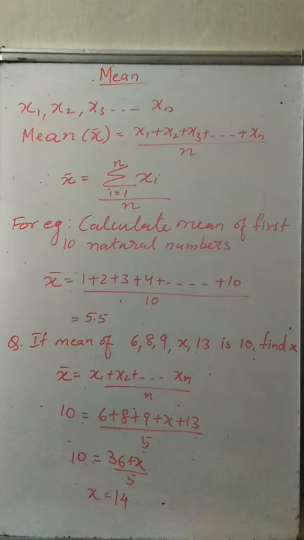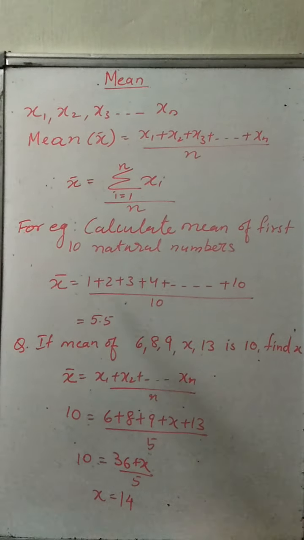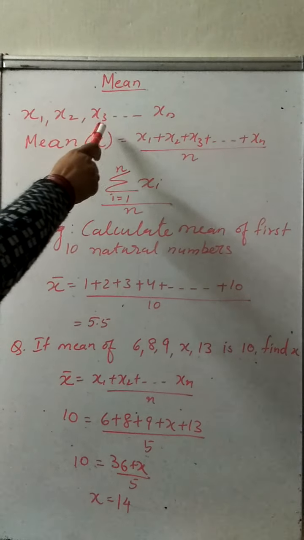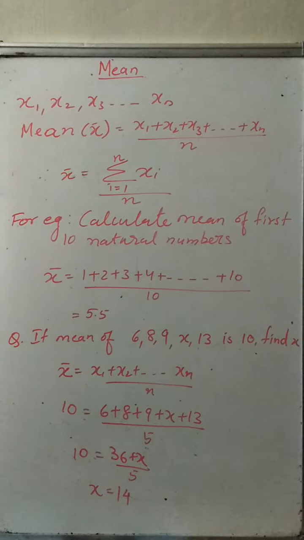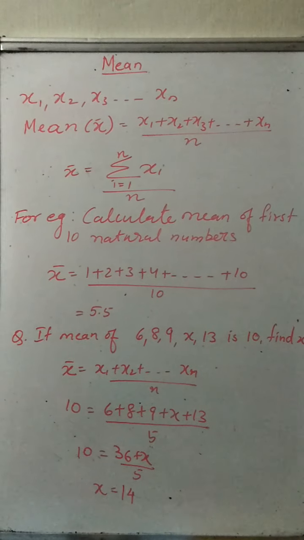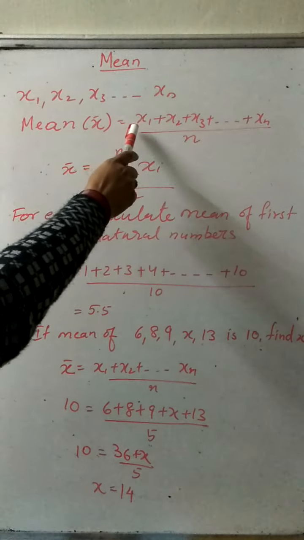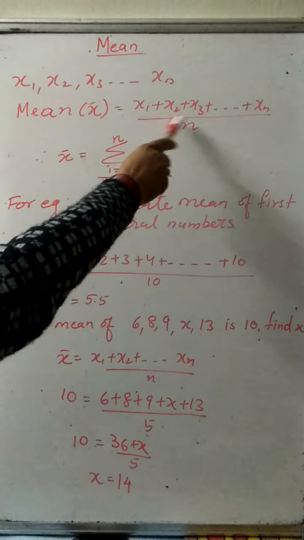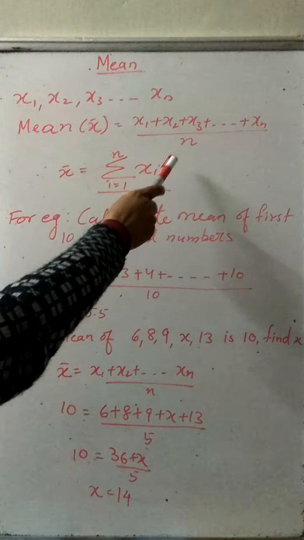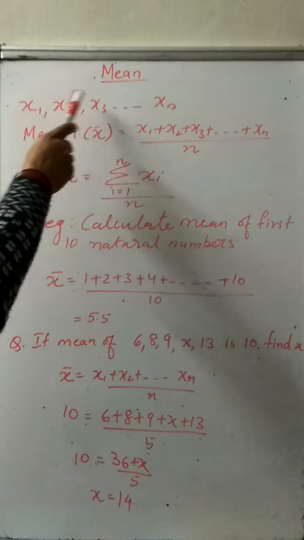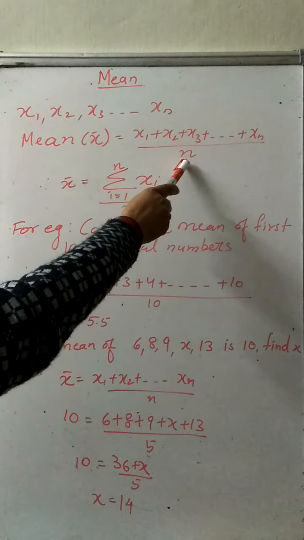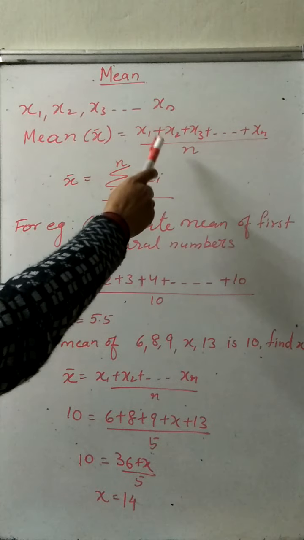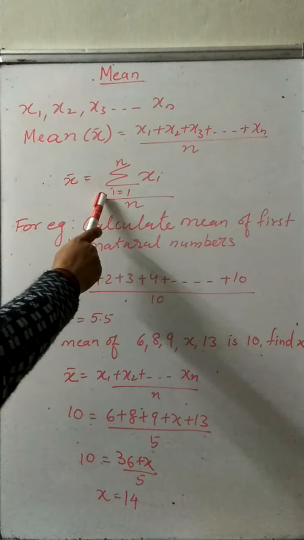Now we will learn how to calculate mean. Suppose x1, x2, x3 up to xn are the observations and you have to calculate the arithmetic mean. The formula is you add all the numbers and then divide by n, that is the number of observations. So 1, 2, 3, 4, 5, these number of observations are n, so divided by n.